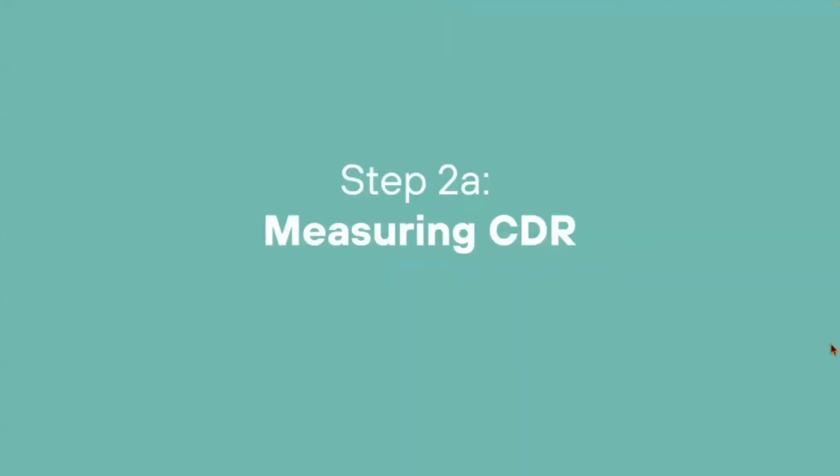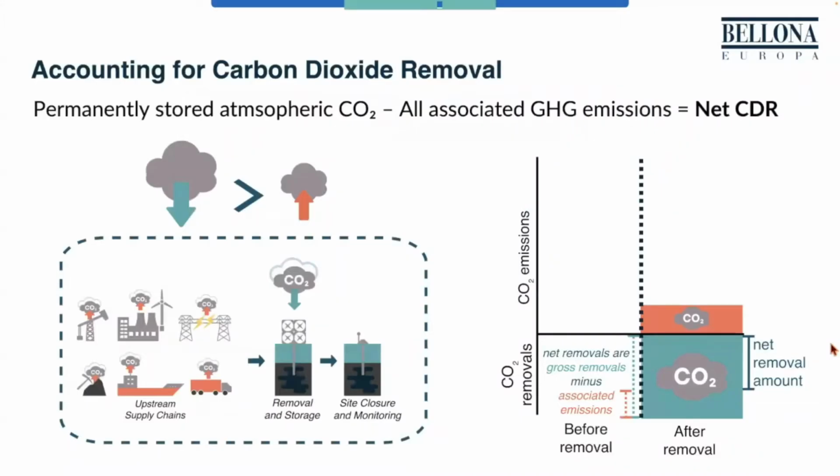So, I'm actually going to talk about one other thing today, which is how do we measure carbon dioxide removal in particular? So, carbon dioxide removal is the permanent and net removal of greenhouse gases from the atmosphere.